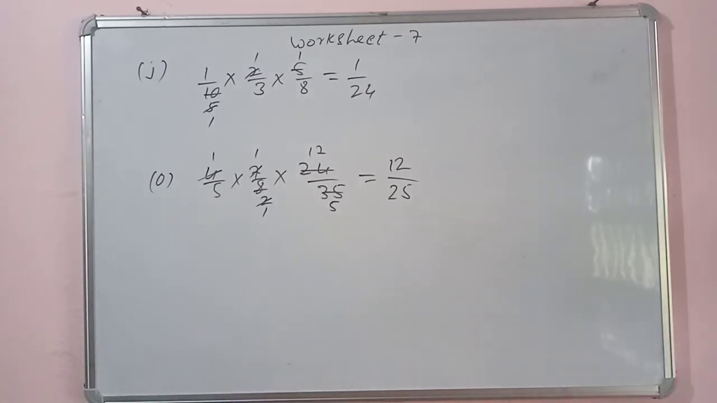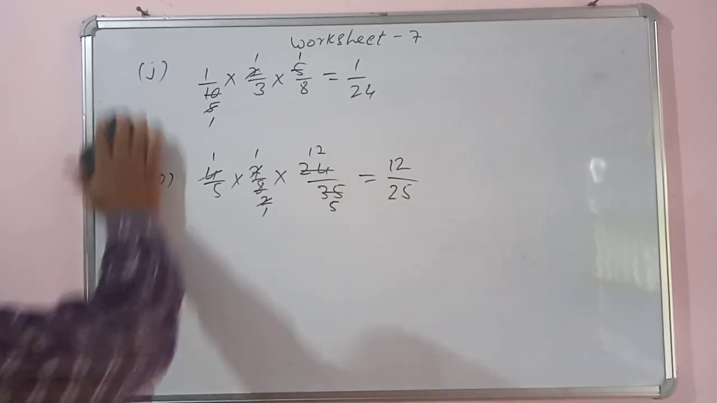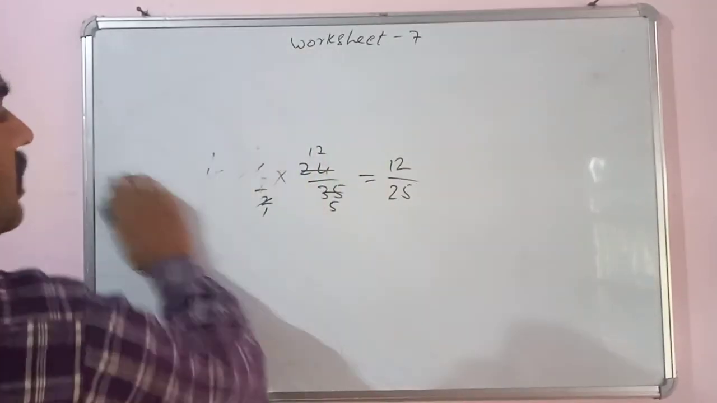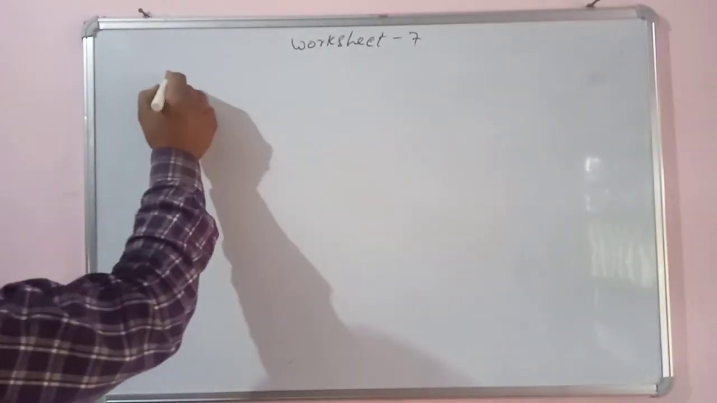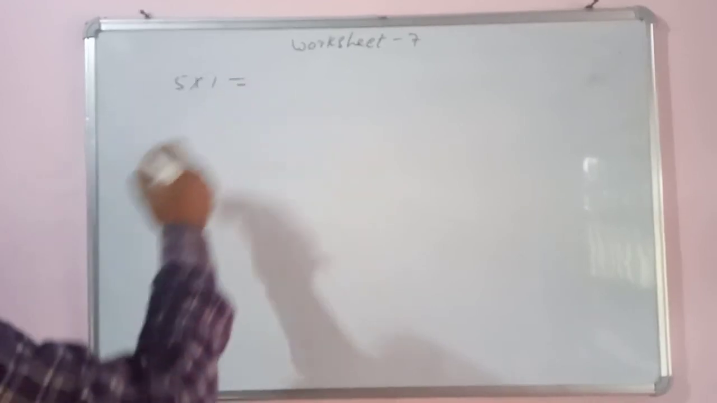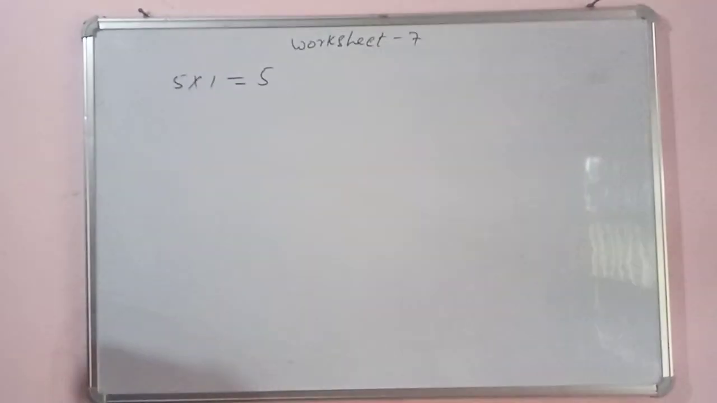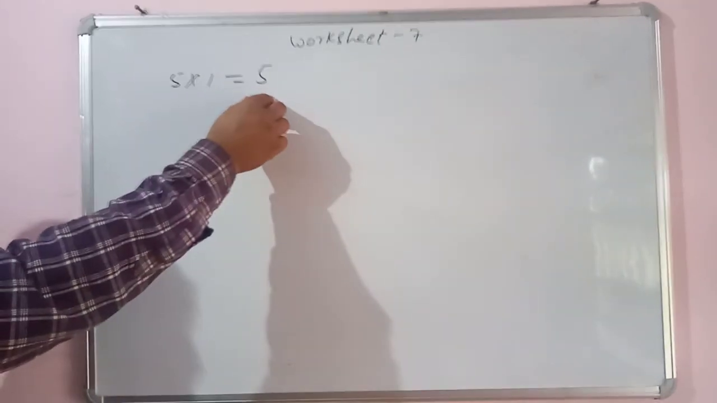So in this way we can solve the given fractions. Next, if we multiply any fraction number by 1, then what is the answer? Let us discuss when we multiply any fraction number with 1. Simply first of all, if we multiply 5 with 1, then what is the answer? That is 5. So when we multiply any number with 1, the answer is always the number itself.